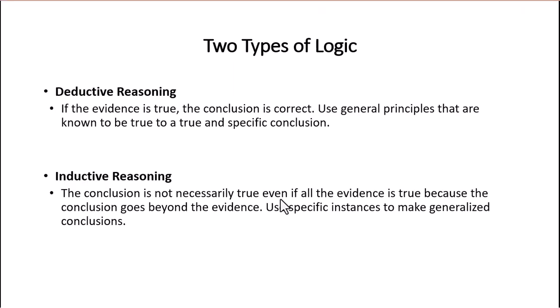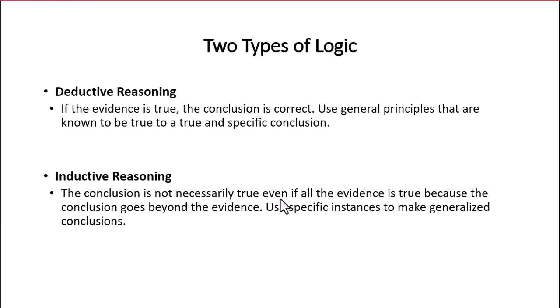So there are two types of logic and reasoning that we use in science. The first is deductive reasoning. With deductive reasoning, if our evidence is true, then the conclusion is correct. We're going to use general principles that are known to be true in order to verify a specific conclusion. So in general, this will look like having a theory, making some observations, and drawing a conclusion about those observations.